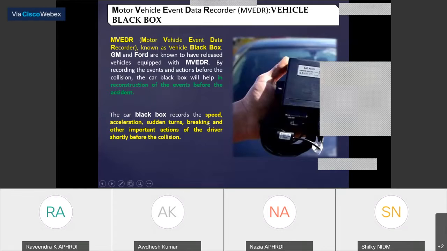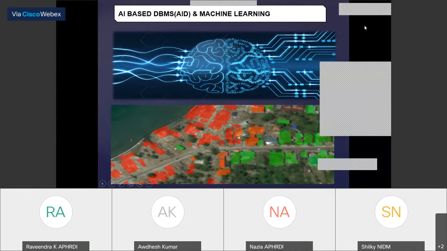This records the speed, acceleration, sudden braking, and other important actions of the driver shortly before the collision. How does a person react before a disaster? If we know this, then we can make a decision about how people really behave during a disaster. So this provides precious data, and on the basis of this data, we extract information and implement it in our future disaster resilience operations plan.